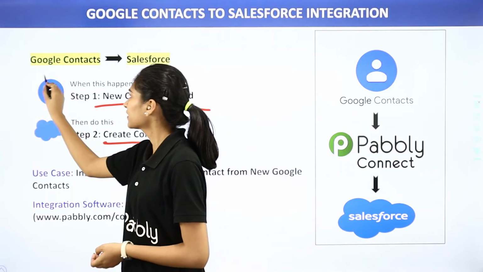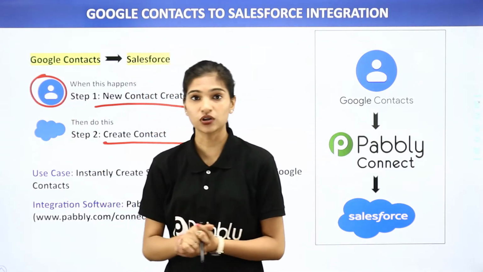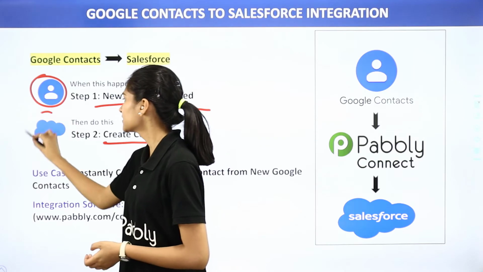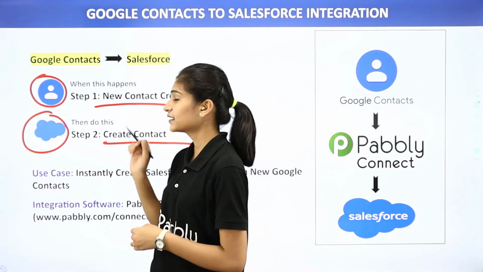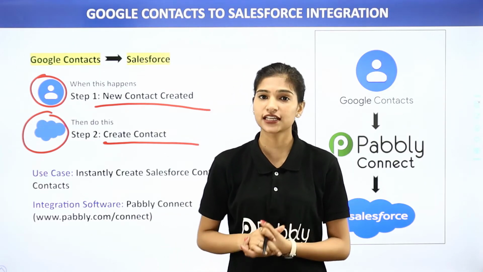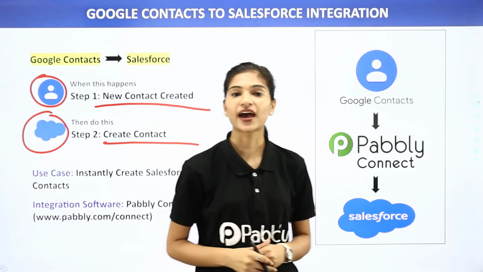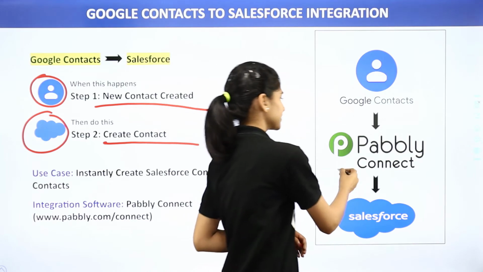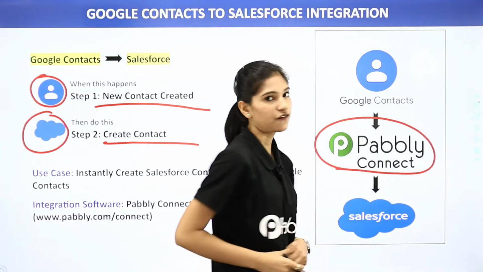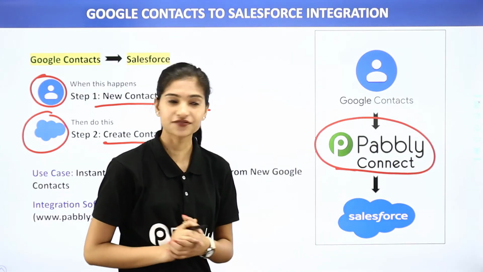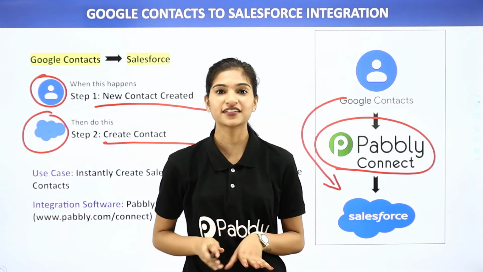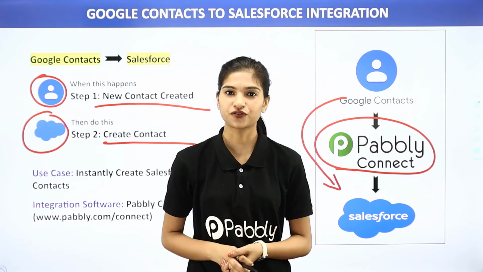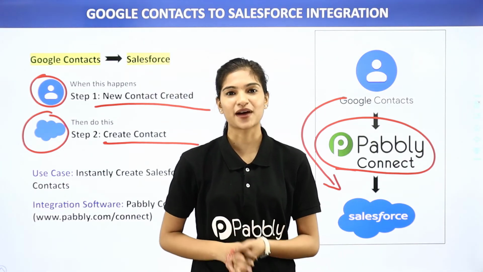So Google Contact is a contact management tool by Google, whereas Salesforce is a CRM platform. The issue here is that Google Contact and Salesforce don't have any integration between them, and that is why we are going to use Pabbly Connect. Pabbly Connect is an integration software which will help you to transfer data from Google Contacts to Salesforce. The best part here is you don't require any knowledge of coding. So let me show you this on my screen.